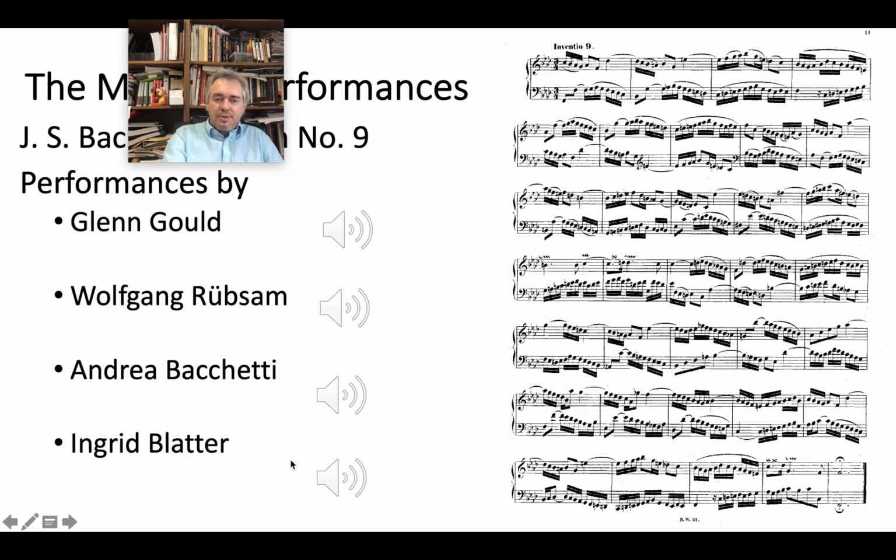Okay, and finally Ingrid Blätter. So that's probably the other extreme compared to Wolfgang Rübsam, that is extremely consistent in terms of the timing, of the expressive timing.